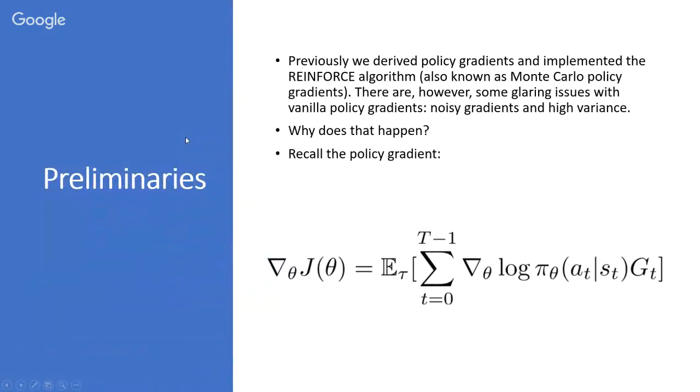Previously we derived policy gradients and implemented the REINFORCE algorithm, known as the Monte Carlo gradient. There are, however, glaring issues with the vanilla policy gradient: noisy gradients and high variance. Why does this happen? Recall the policy gradient. It is an expectation over the states and actions, where the policy is weighted by the return based on the rewards.